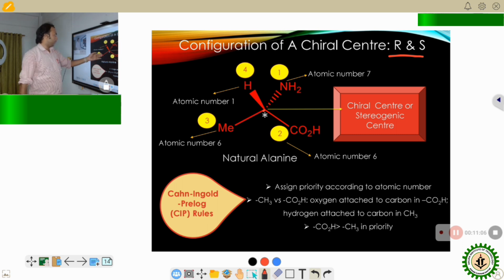Okay, so first we see we have hydrogen and the atomic number is 1. Then we consider methyl. This atomic number is 6 because it is connected to carbon. Carbon is atomic number 6. Then we have here CO2H. Here also the atomic number is 6. And then we have an amino group where nitrogen is there. Atomic number is 7. Okay.